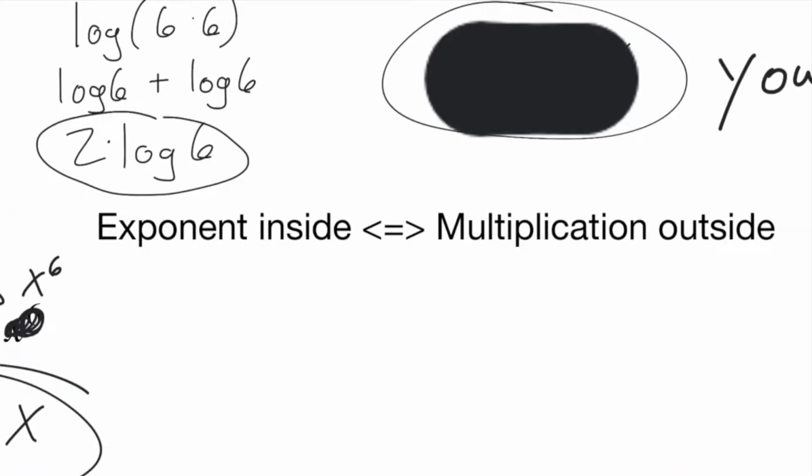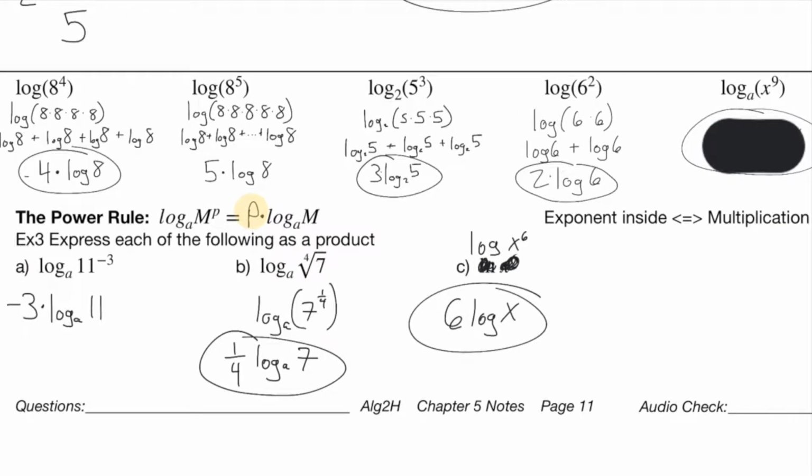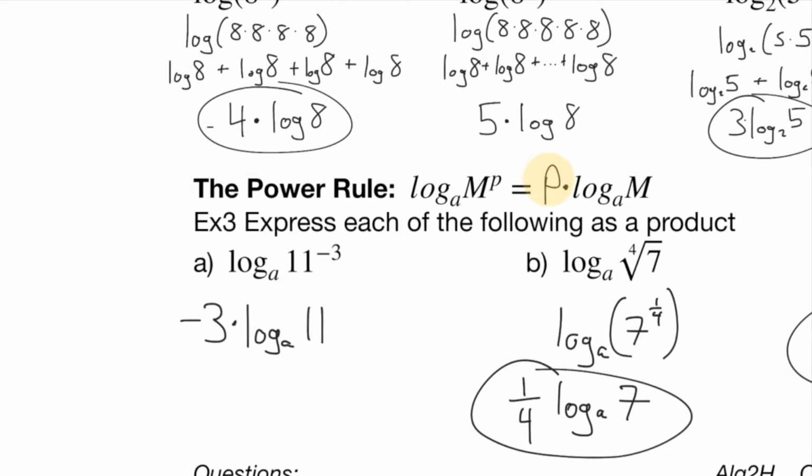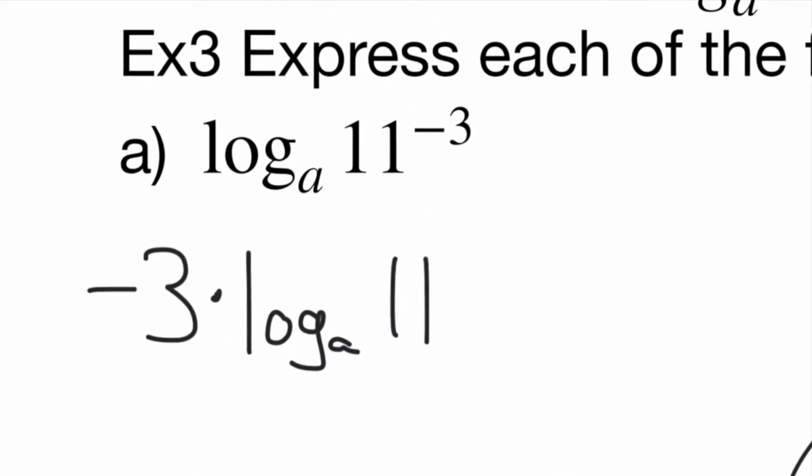In words, basically it says exponent inside becomes multiplication outside, or multiplication outside becomes exponent inside. You can go back and forth. So express each of the following as a product. Here's the product. What used to be the inside exponent is now the outside multiplier, and you don't have to change anything else.